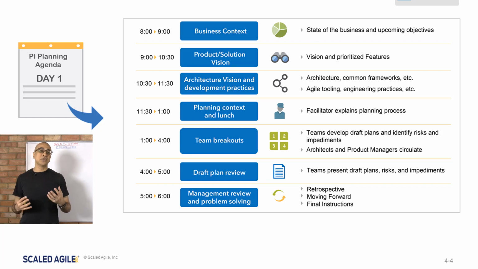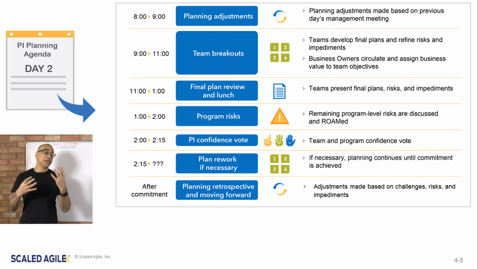Day 2 then starts with taking the outputs from the management review, and they talk to any teams that need to make adjustments, and then the teams break out together, and then you have a final review and lunch. Then they walk through the program risks and ROAM them. They do a confidence vote. If any planning is needed, that happens, and then at the end you have a retrospective. Okay, so that's a whiz through of what your PI planning agenda actually looks like.